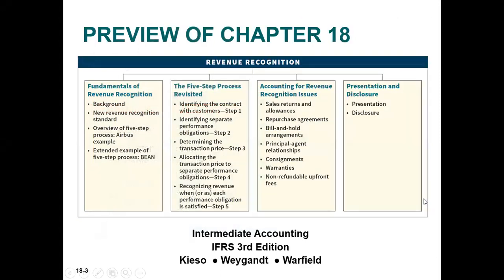So under fundamentals of revenue recognition, we have the new revenue recognition standard, and that is PFRS 15 for implementation this year. And we have also examples here. And the 5-step process, we're going to revisit it. And how do we prepare journal entries in the recognition of revenues, including presentation and disclosure in our financial statements.